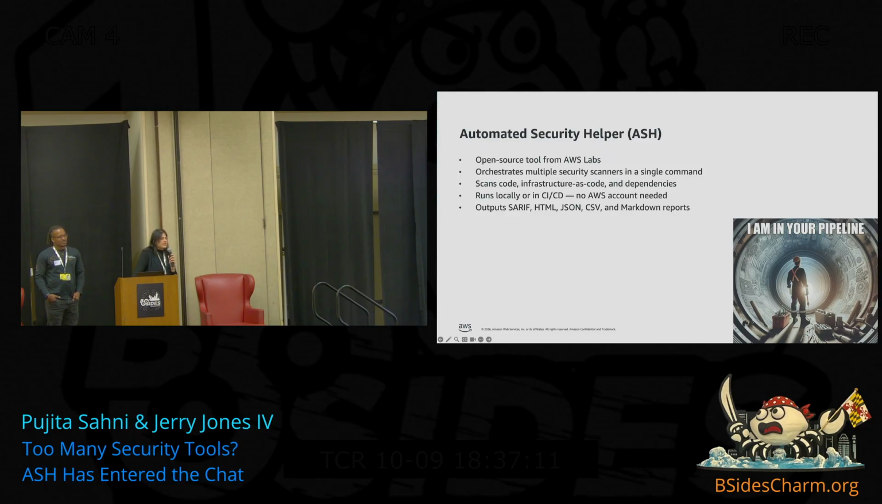And the best part is you can run it locally or in a CI/CD pipeline. You don't need an AWS account, you don't need any of that. You can just run a single command, clone your repo, and go from there. And the outputs are in separate reports, like there's a CSV file, an HTML, so if you need different formats, you can choose whichever report you want to look at and look at your findings from there.